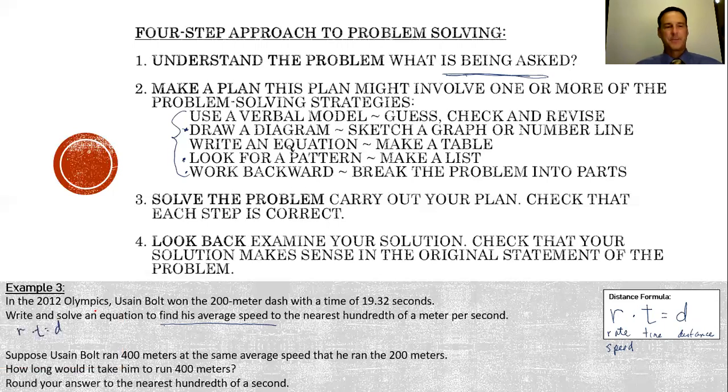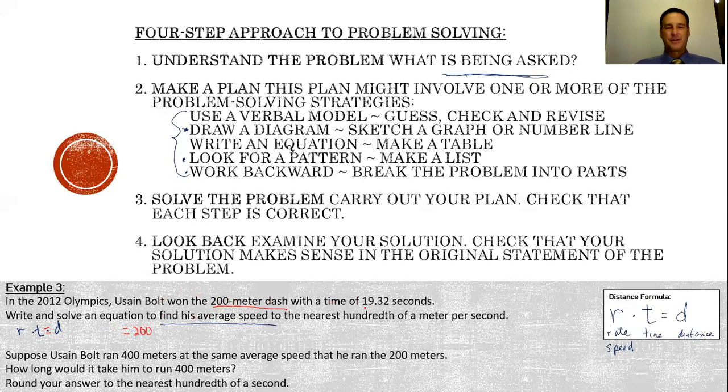Now in this problem, they're going to give you numbers that represent two of these variables. So let's look. Usain Bolt won the 200-meter dash. Now let's ask ourselves, is 200 meters a speed or a time or a distance? And yes, I'm hoping that you're saying that 200 meters is a distance. So I'm going to write 200 over here.